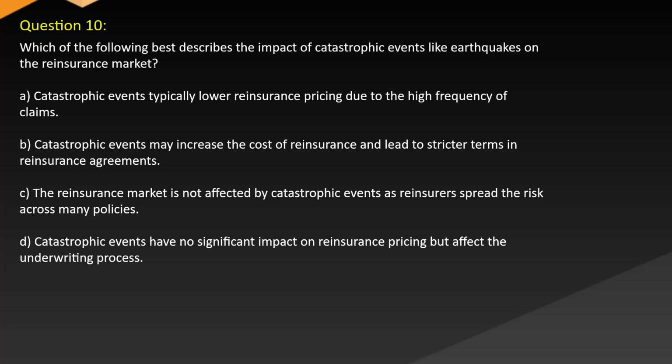A. Catastrophic events typically lower reinsurance pricing due to the high frequency of claims. B. Catastrophic events may increase the cost of reinsurance and lead to stricter terms in reinsurance agreements. C. The reinsurance market is not affected by catastrophic events as reinsurers spread the risk across many policies. D. Catastrophic events have no significant impact on reinsurance pricing but affect the underwriting process.